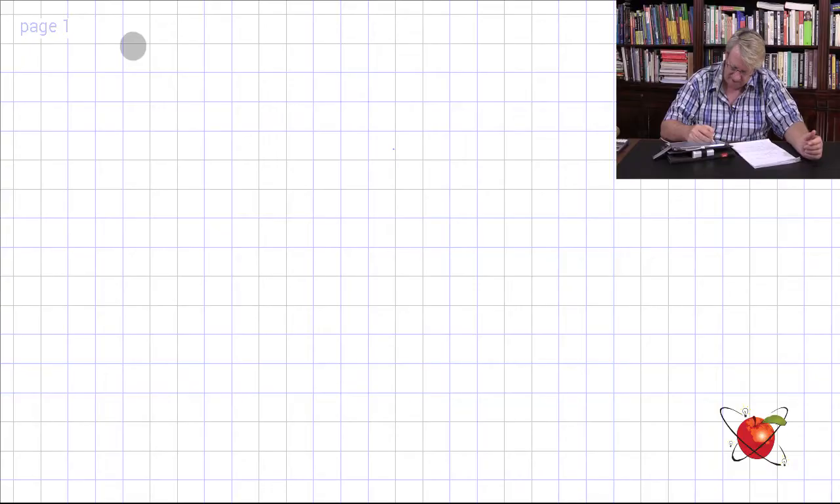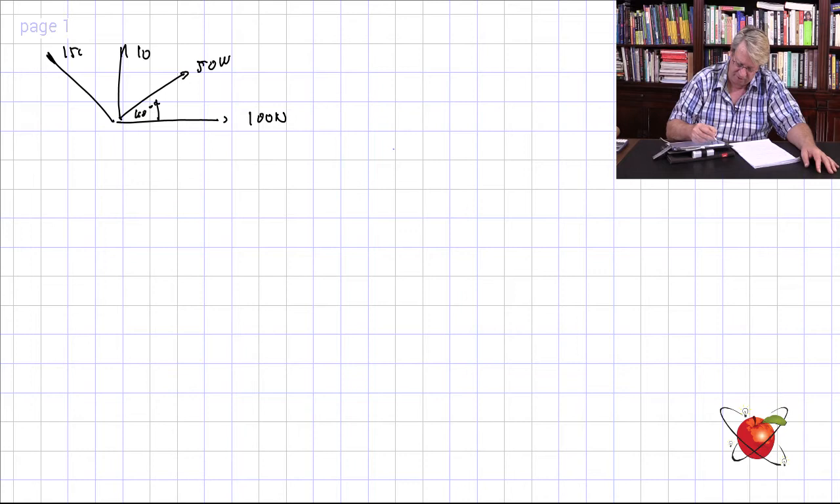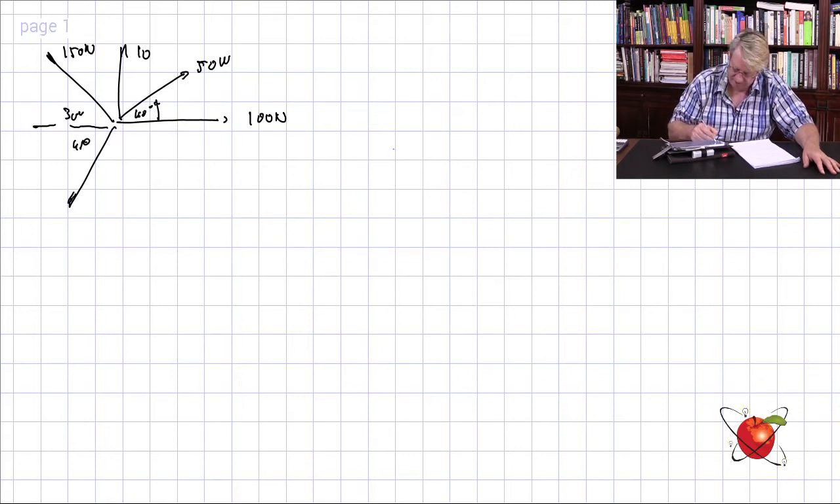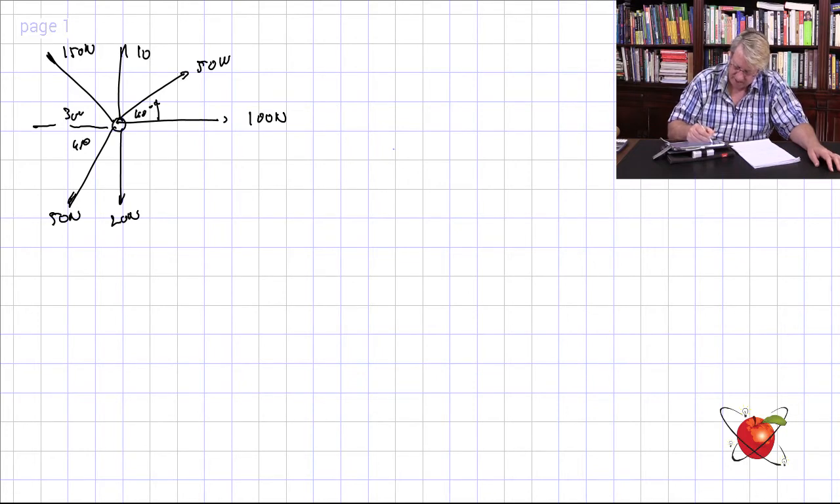Let me just draw it quickly. It would help if I had the pen. There we go. We've got 100 newtons that way, and then 40 degrees up there. We've got a 150 newton force up there, acting at 30 degrees over there. There's a 45 degrees down there and 50 newtons over there, and lastly a 20 newton force acting down here. And this in the middle here is point A. As I say, let's pretend it's this little bag.